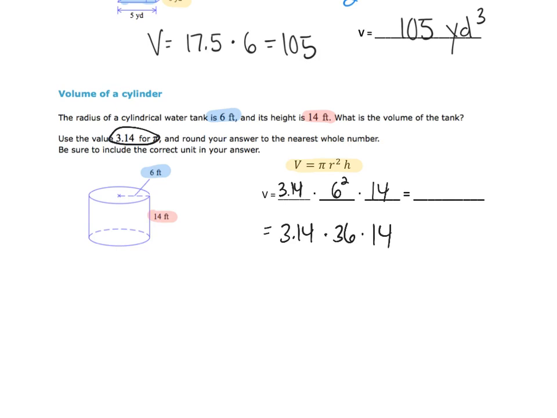And if you plug that into your calculator, and it wants you to round to the nearest whole number, you should get 1,583 feet cubed. That would be our final answer if we're rounding to the nearest whole number.